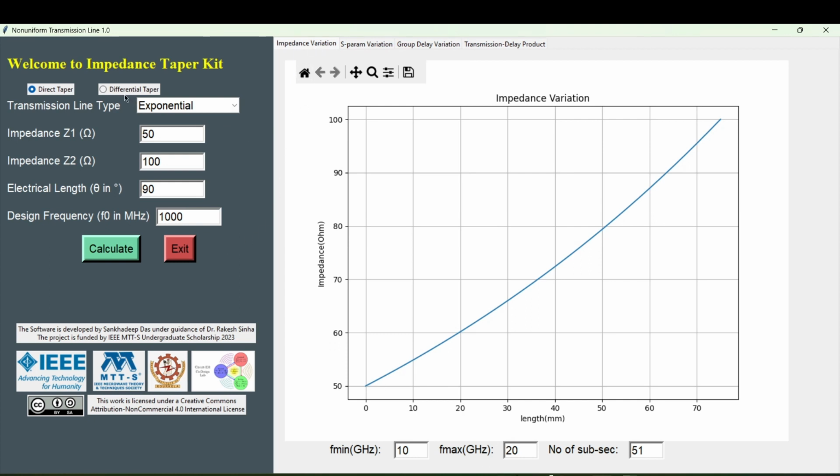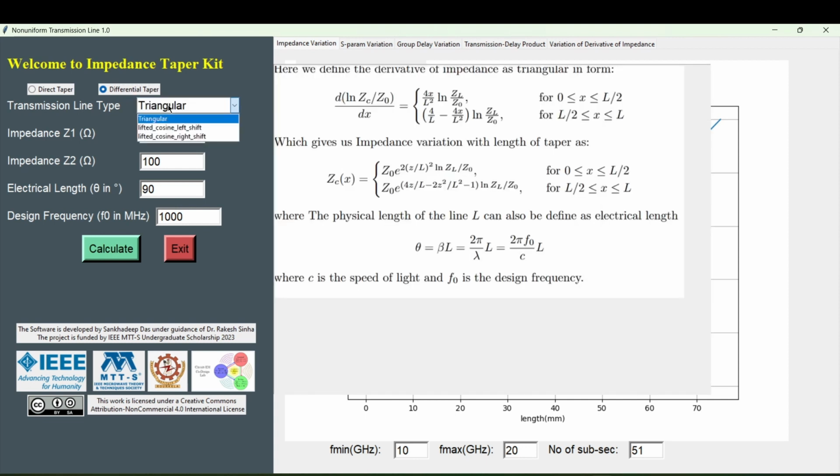And then we have the differential taper. We have three types of differential taper: triangular taper, lifted cosine left shift, lifted cosine right shift. First of all, we will go for the triangular taper. In triangular taper, these values will be given, and these are the theories. You can calculate.